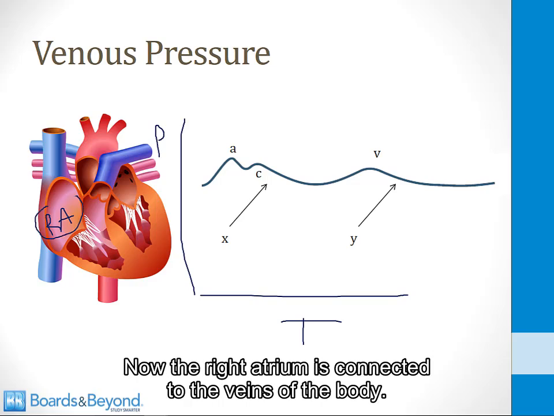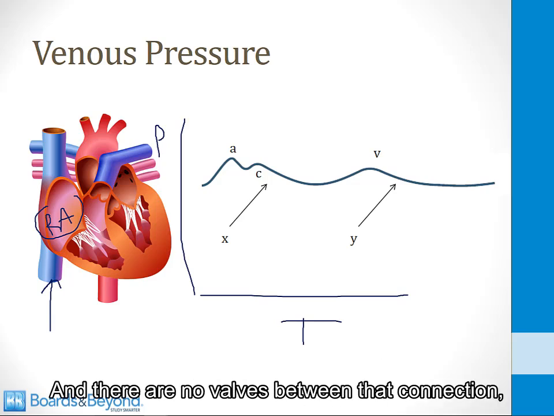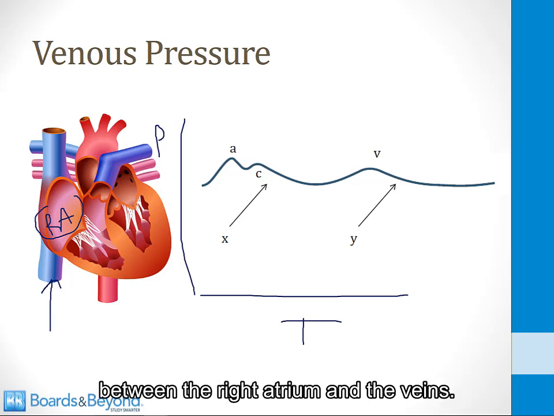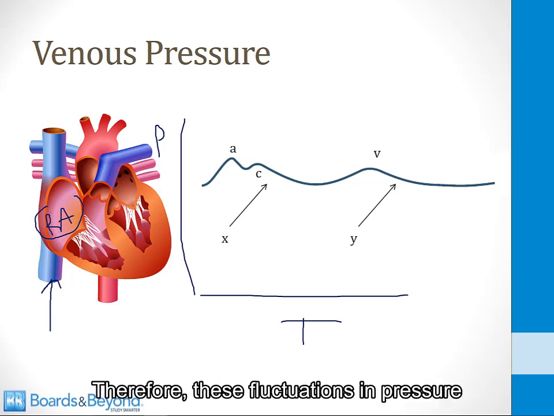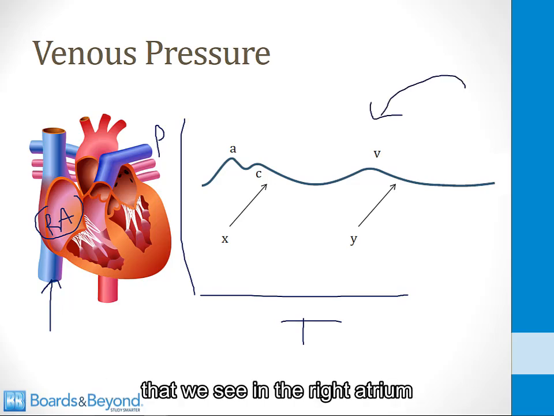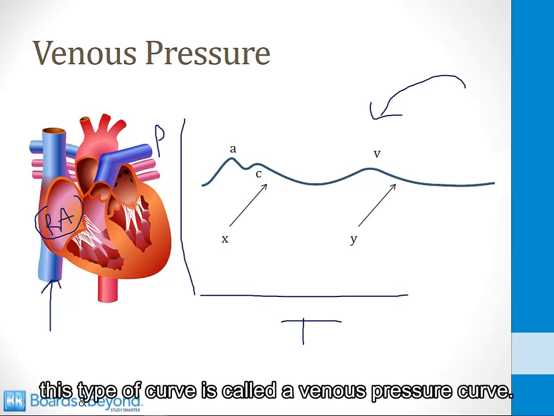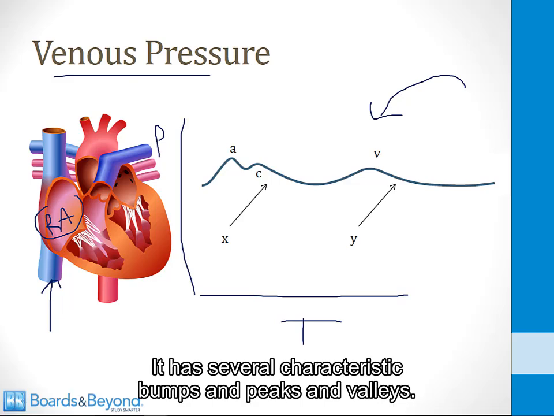Now the right atrium is connected to the veins of the body, and there are no valves between the right atrium and the veins. Therefore, these fluctuations in pressure that we see in the right atrium also occur in the venous system. And for that reason, this type of curve is called a venous pressure curve. It has several characteristic bumps and peaks and valleys.